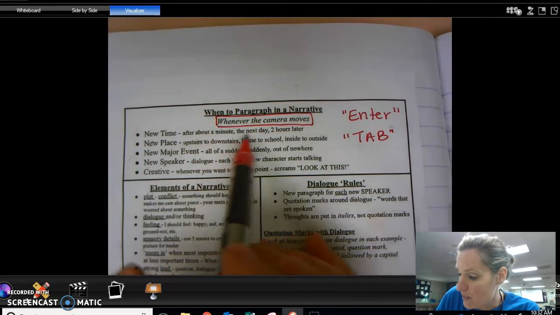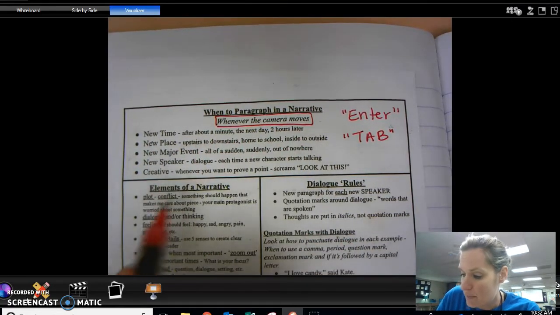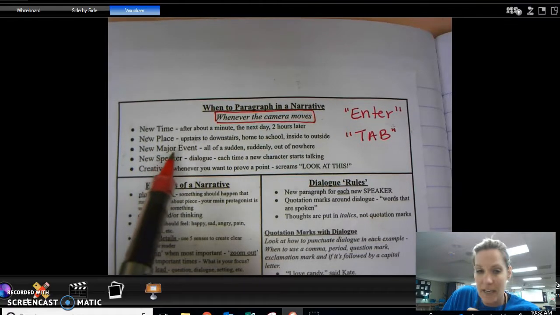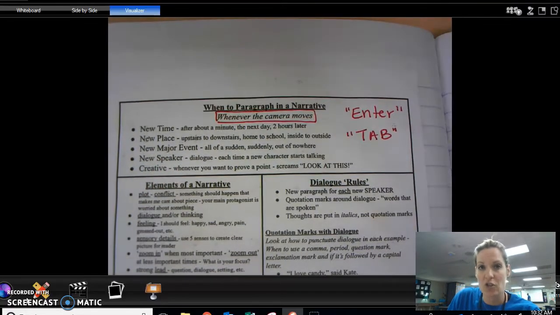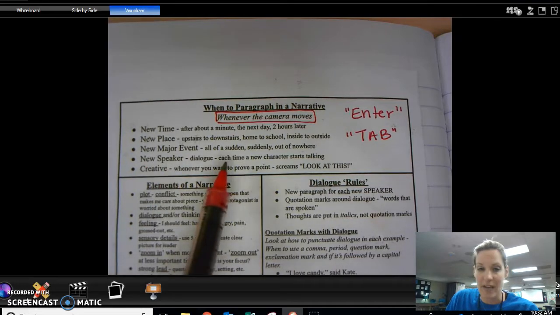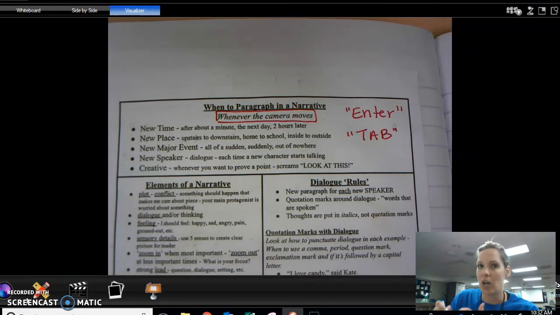So we have a new time. These are some typical phrases that we use to do that. Sometime later in the day, etc. The new place, if you move your character from one location to another, you want to have a paragraph go there. A new major event, we often use the word suddenly or all of a sudden when we are creating these new events. So that is another place that you want to put a new paragraph because you're telling your reader, hey, look at this. And so every time a new paragraph happens, you're telling your reader to pay attention.